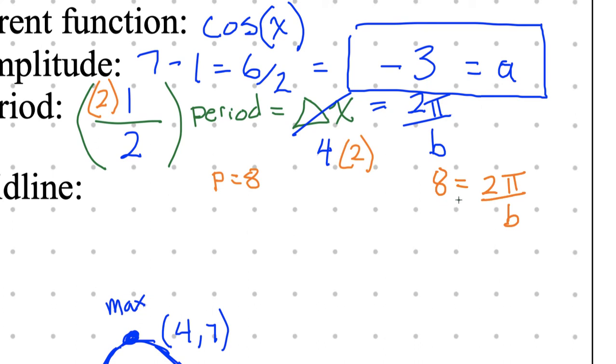In order to solve this nice and fast, I treat this as a fraction equal to a fraction, and then I just swap the diagonals, which is mathematically equivalent to dividing both sides by 8 and multiplying both sides by b.